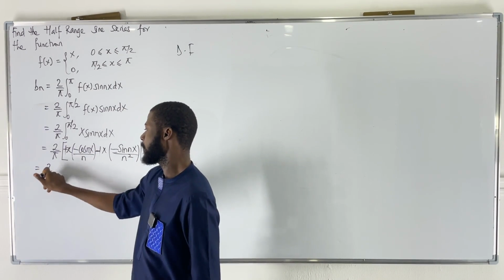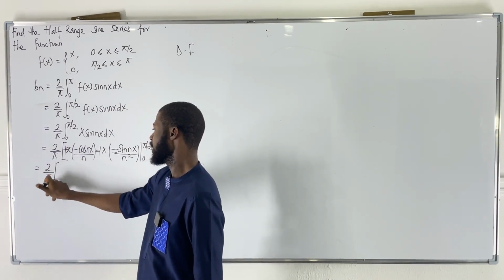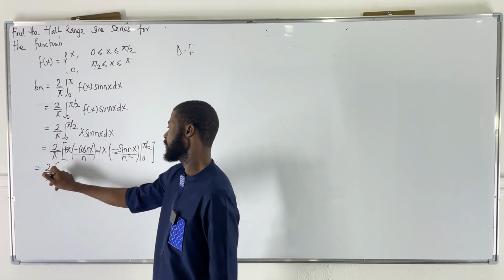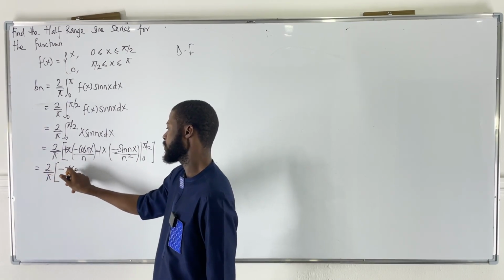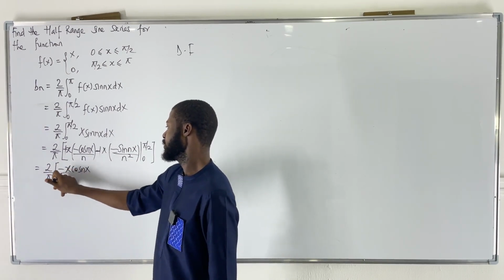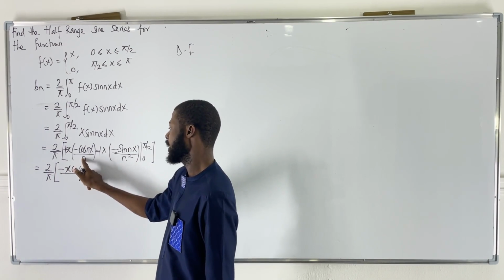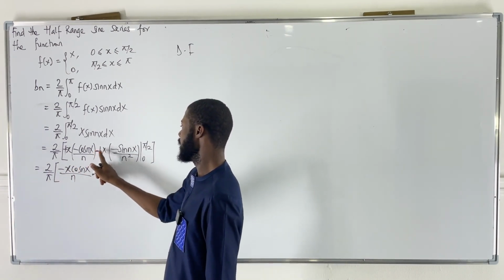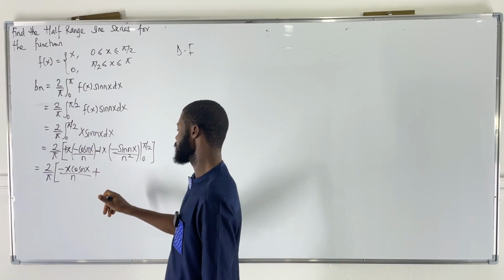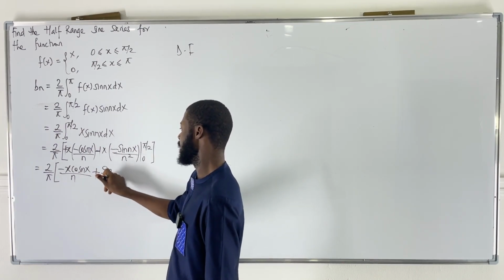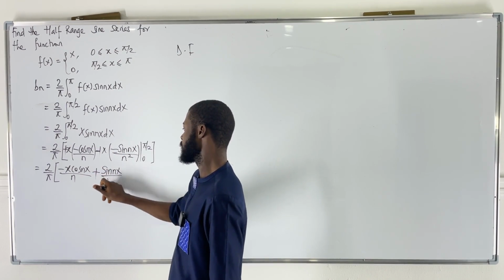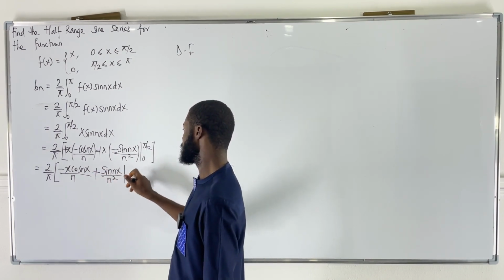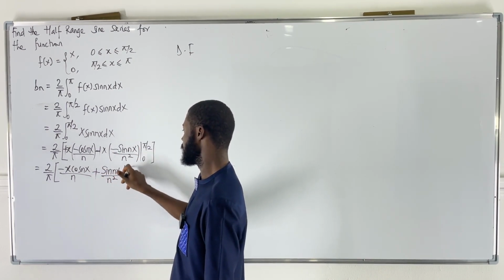So this will be 2 over pi. Then we have plus times this minus here, which will give us minus x cos nx divided by n; the n will just remain like that. Then minus times minus here will give me plus sine nx over n squared. And this is from 0 to pi over 2.